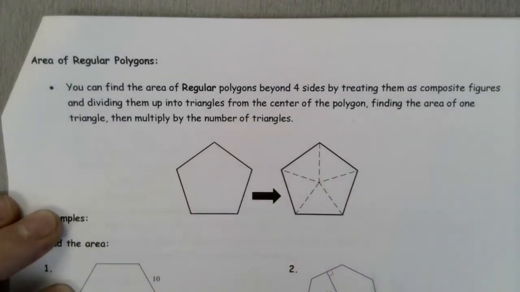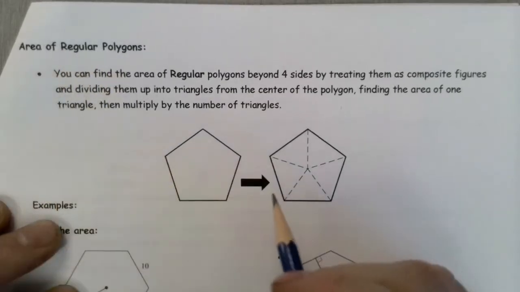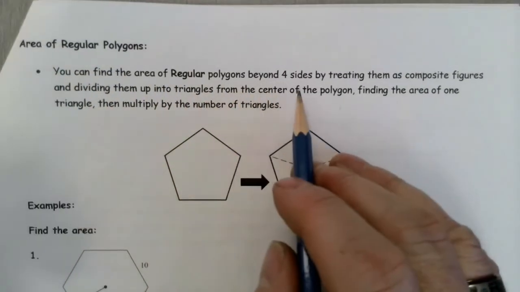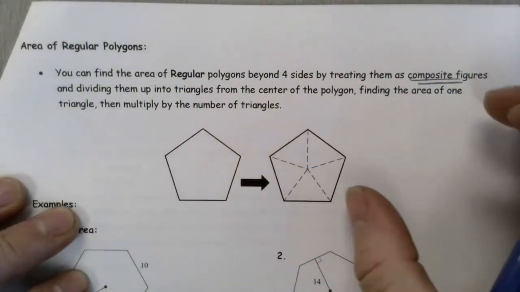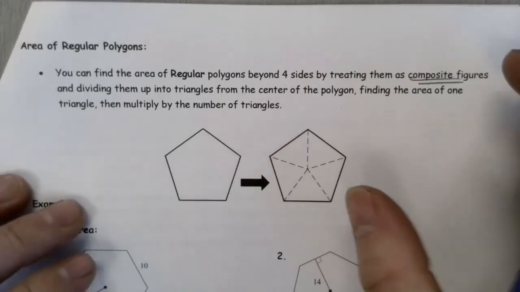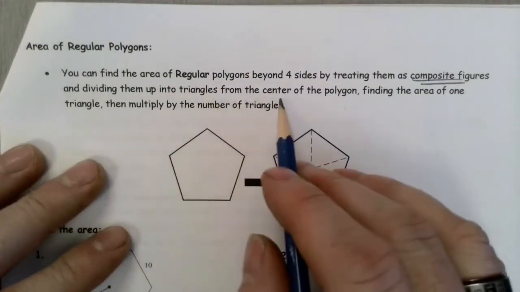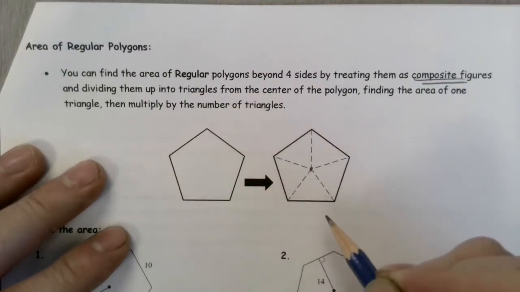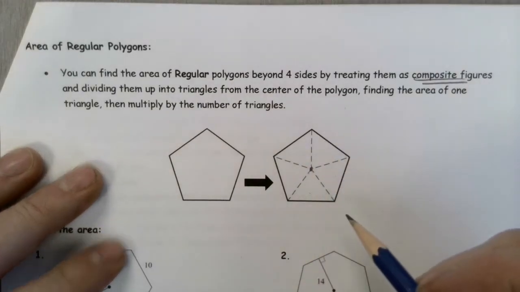Okay, now before we finish up here, I just want to go back and revisit this idea of finding the area of a regular polygon. So you can, like it says here, find the area of regular polygons beyond 4 sides by treating them as composite figures, which means we're putting together other simpler figures, dividing them up into triangles with the center of the polygon being where all of those triangles meet. And then you find the area of one of these triangles and multiply it as you go around.